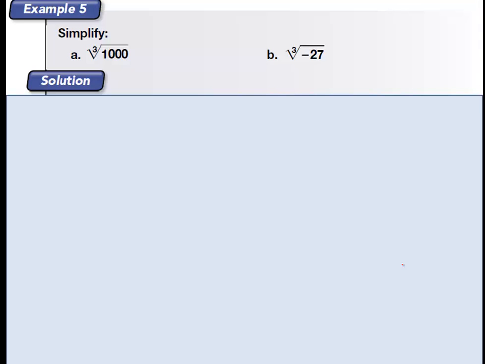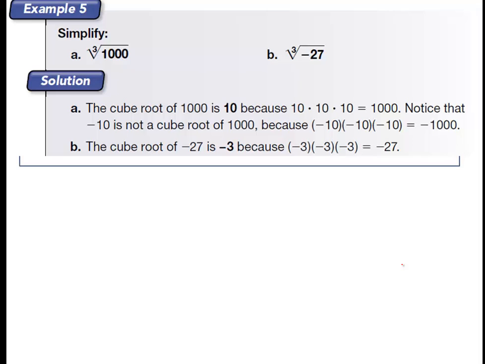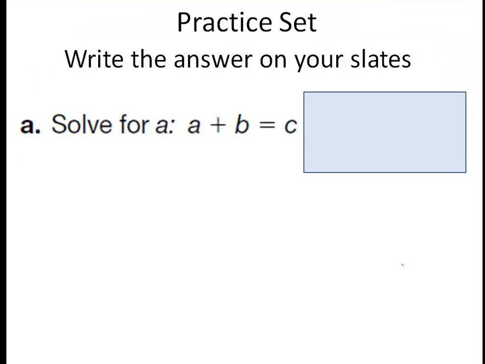All right, let's practice a couple here. So what would be the cube root of 1,000? What number times itself 3 times equals 1,000? And then on B, what number times itself 3 times equals negative 27? Okay, you should have come up with 10, and you should have come up with negative 3. I think you probably did those mentally. Nice job.